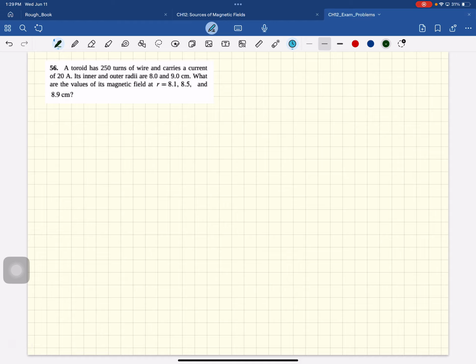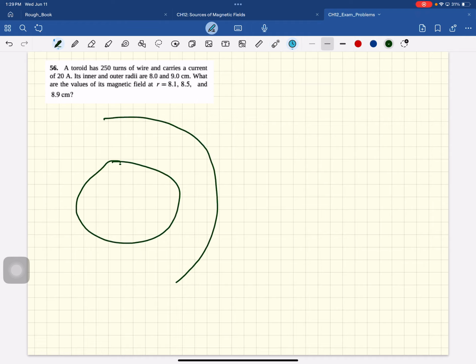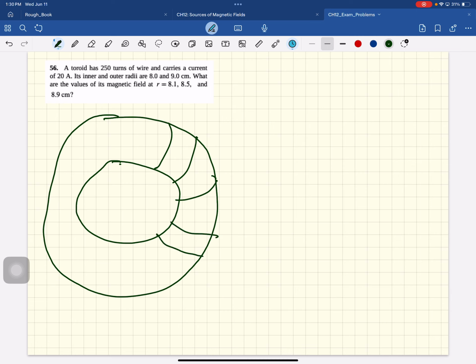So a toroid has 250 turns of wire and carries a current of 20 amps. Its inner and outer radii are 8 and 9 centimeters. What are the values of the magnetic field at various r's? Okay, so here's a donut-shaped device, and you guys remember, when do you need a field like this? Fusion reactor? Yeah, so a tokamak is what it's called.